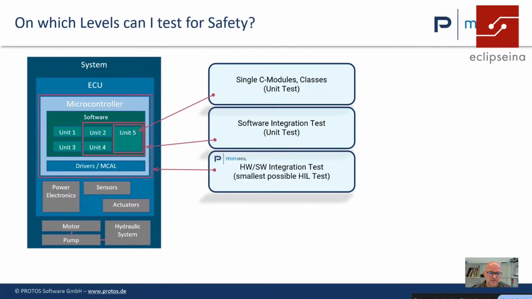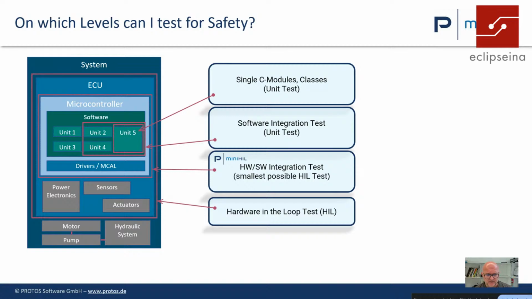So the next level would be the hardware-software integration test. Basically, you take the microcontroller or a group of microcontrollers as your system under test, and you test at the pins of the microcontroller. That's basically the smallest possible hardware in the loop test, and that's also the level we're focusing on now. One level up, you already have a bigger hardware in the loop setup with the complete electronic control unit.